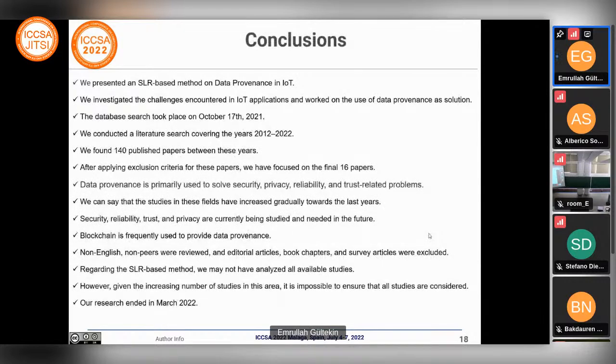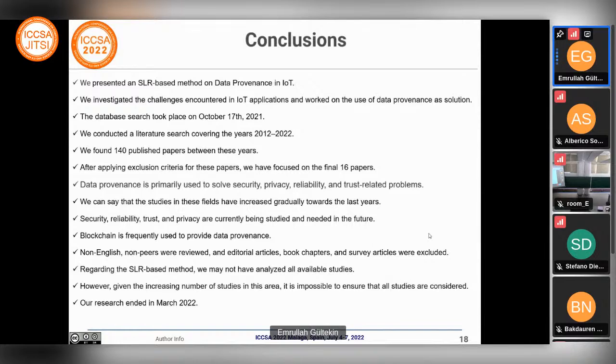Conclusion: we presented an SLR-based method on data provenance in IoT. We investigated the challenges encountered in IoT applications and worked on the use of data provenance as a solution. The database search took place in October 2021, and we conducted literature research covering the last 10 years. We found 140 published papers. After applying exclusion criteria to these papers, we focused on the final 16 papers.